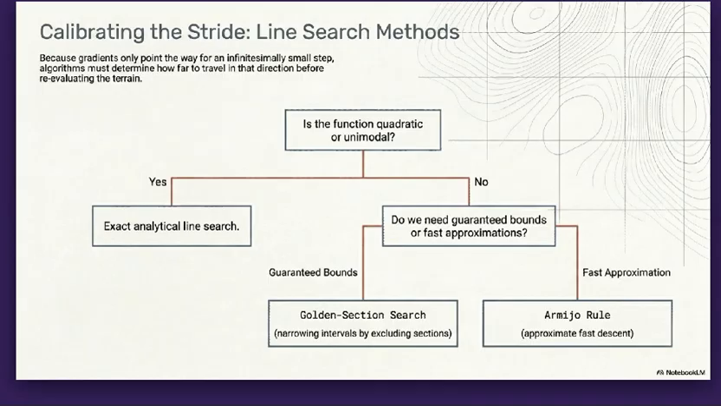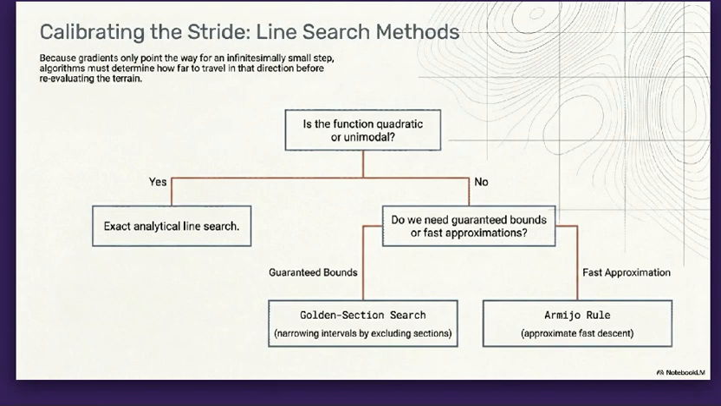Well, if you need absolute guaranteed bounds, meaning you must be mathematically certain that the bottom of the valley exists within a specific range before you take a step, you use algorithms like the golden section search. And I love this part. The mechanics of the golden section search are fascinating. It's basically like a highly optimized game of hot and cold, or like guessing a number between 1 and 100. It is very similar to that, yeah.